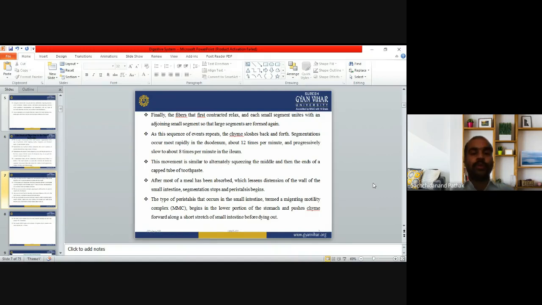After most of the meal has been absorbed, which lessens the distension of the wall of the small intestine, segmentation stops and peristalsis begins. So when the meal is absorbed, the distension of the wall reduces, segmentation will stop, and then peristalsis will begin.